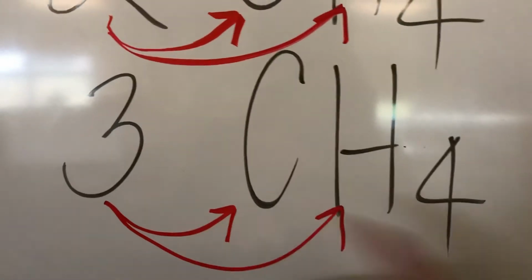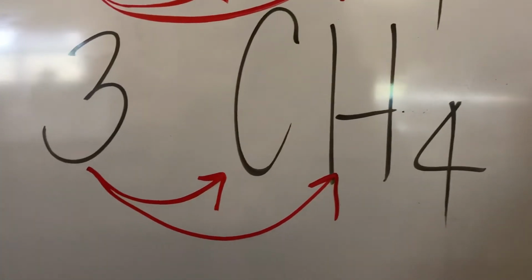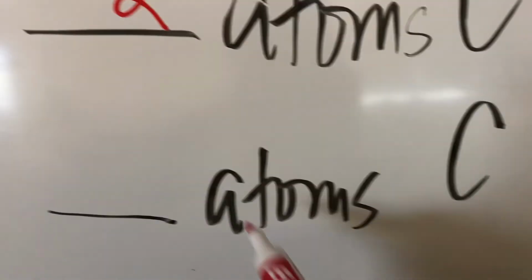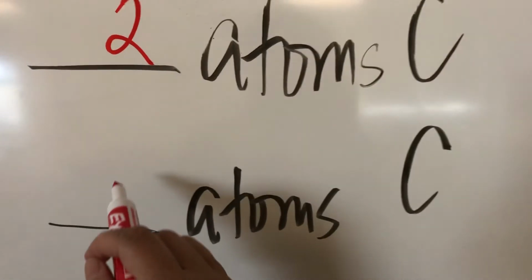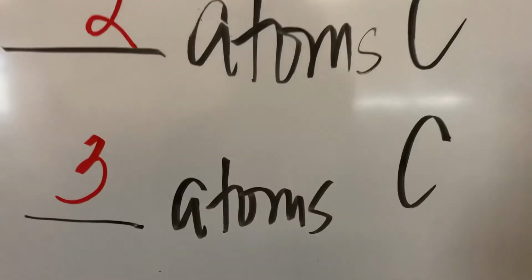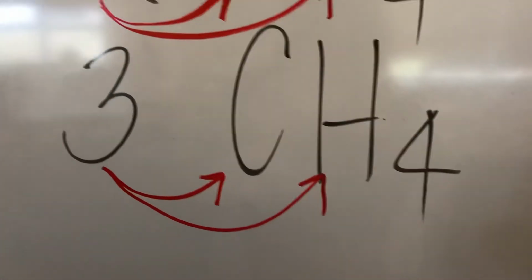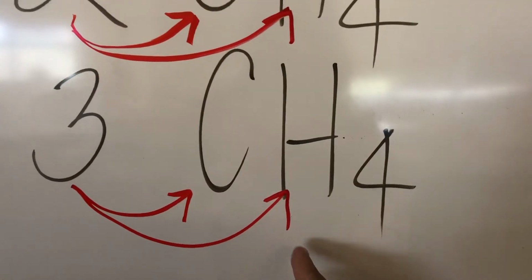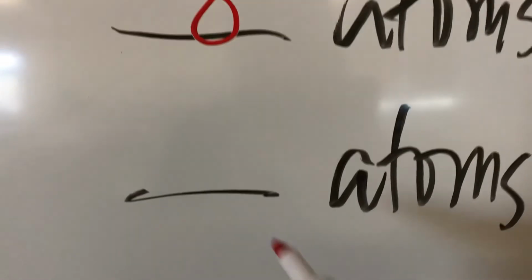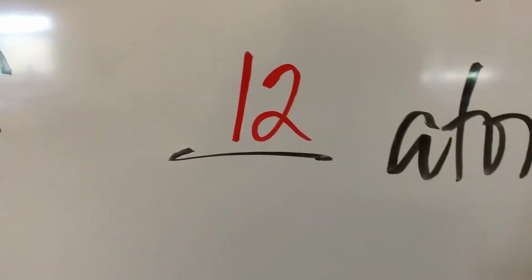So the number of atoms would now be what? 3 for carbon. So on your loose leaf, also write that down. 3 atoms of carbon. And for hydrogen, that would be 3 times 4. That would be what? Correct. It's a 12. There you go.